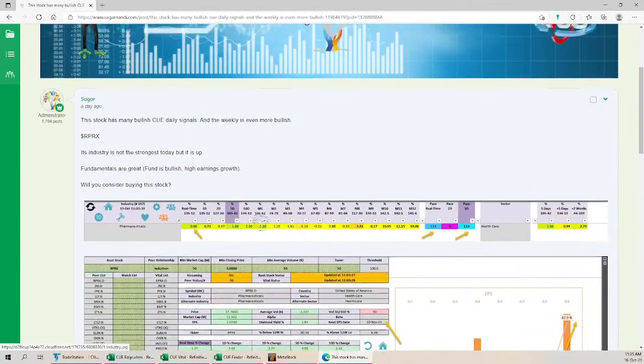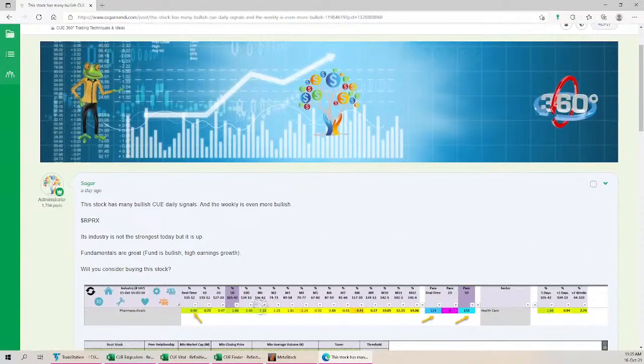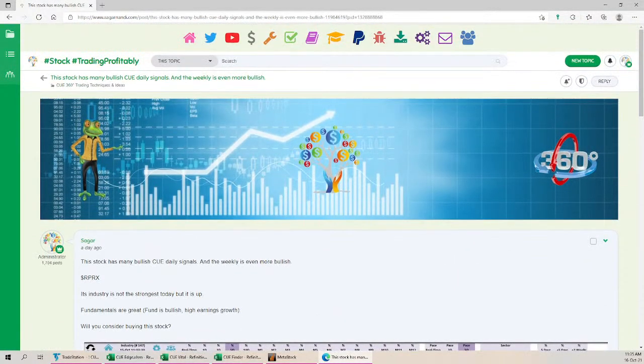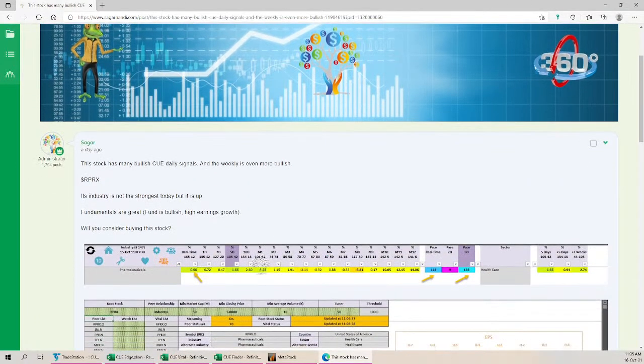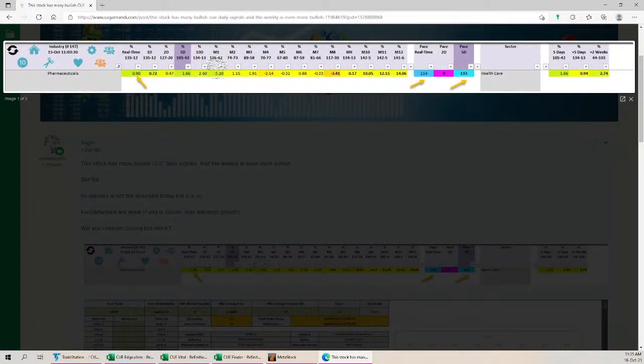This stock has many bullish Q daily signals and the weekly is also very bullish. That was on RPRX. These are the snapshots I shared. That was on Friday 11 a.m. Eastern Standard Time using real-time analysis.